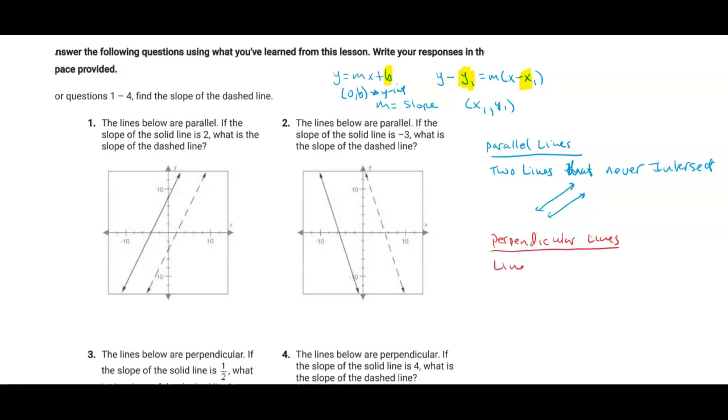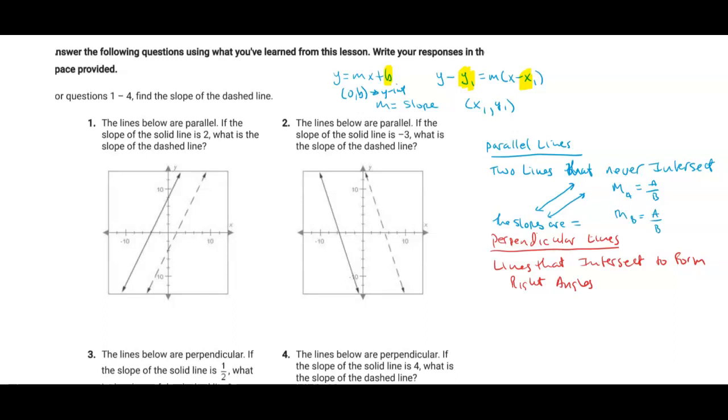Okay, now perpendicular lines, these are lines that intersect to form right angles. Okay, so when we look at parallel lines, what we know about parallel lines is that the slopes are equal. Okay, so if the slope of line A is A over B, then the slope of line B is going to have the same exact slope.